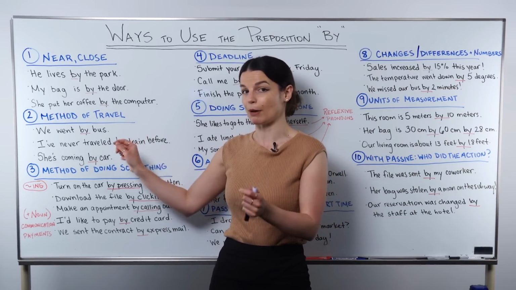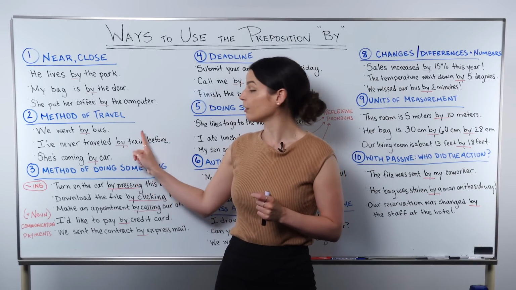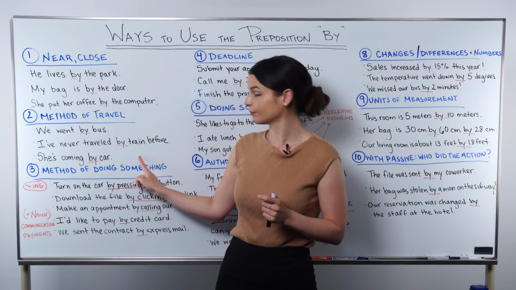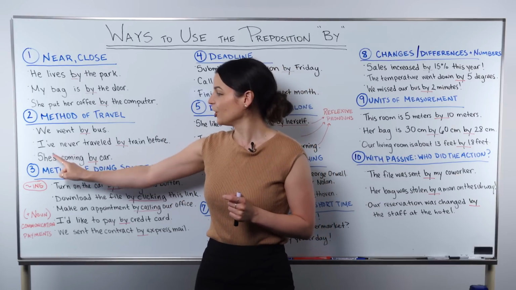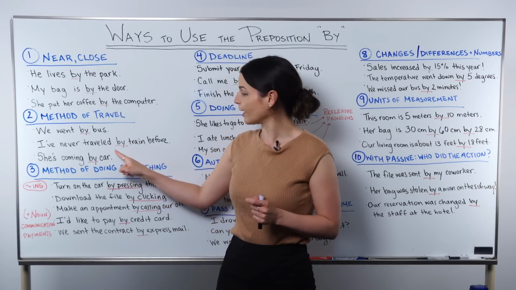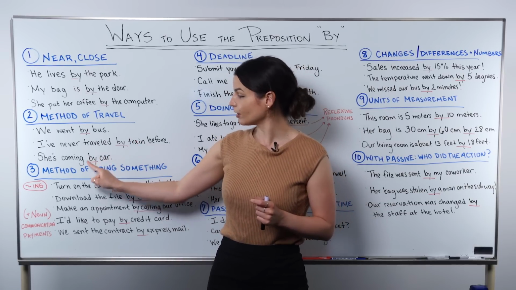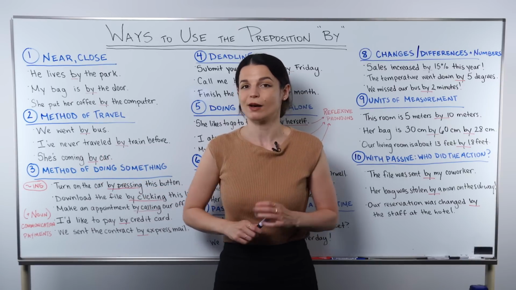Second example, I've never traveled by train before. Again, by comes before the transportation type here. Okay, last example, she's coming by car. So again, we have car here, our method of transportation, and in front of that is by. She's coming by car.